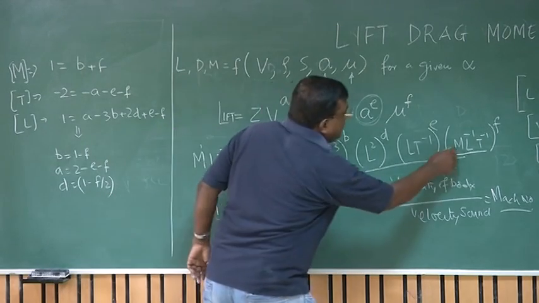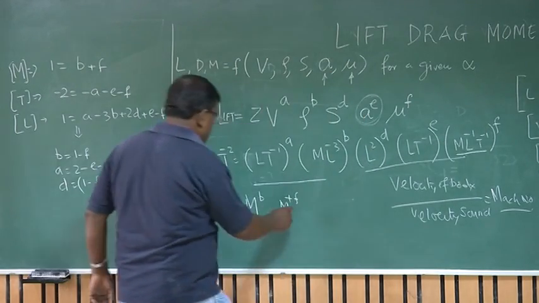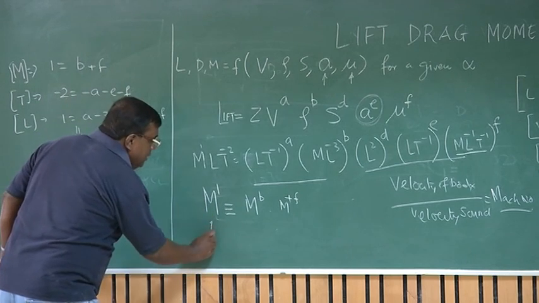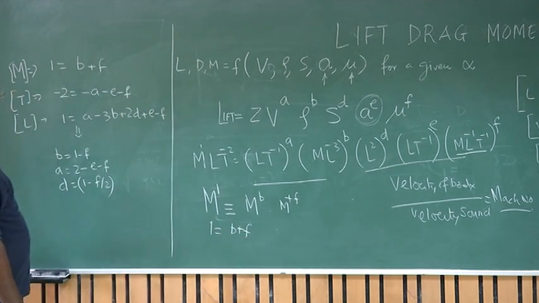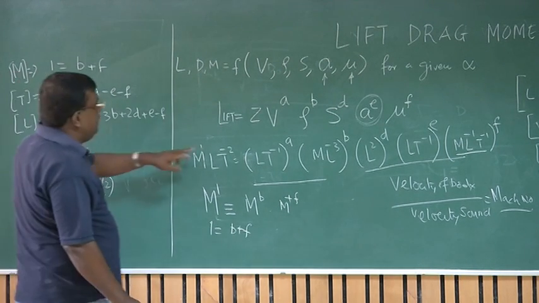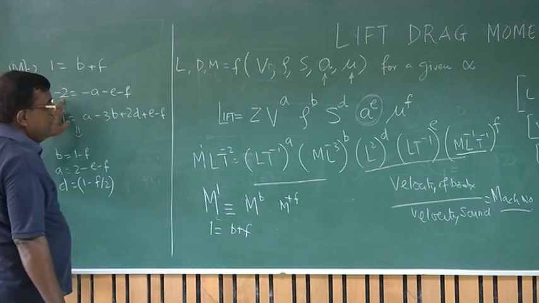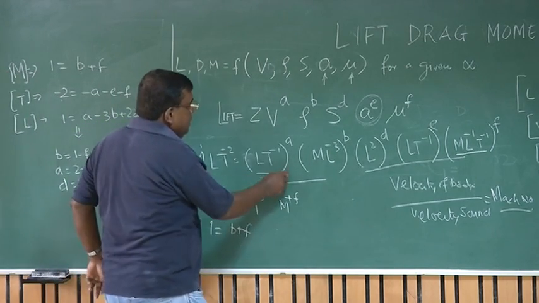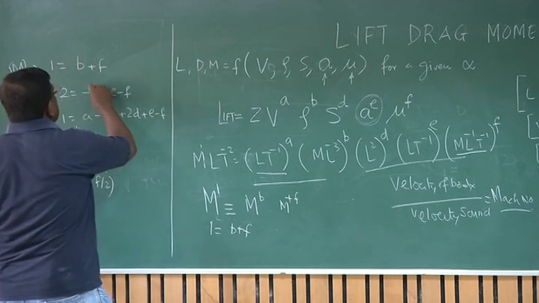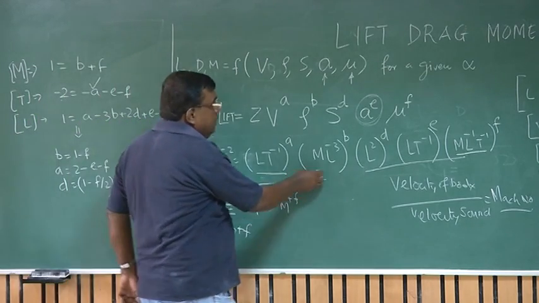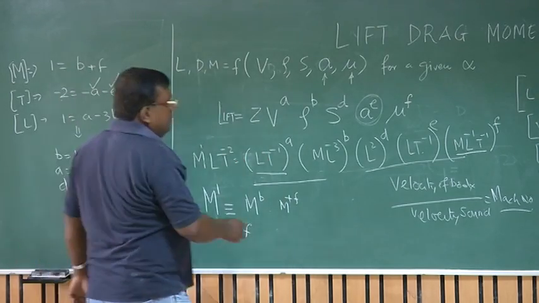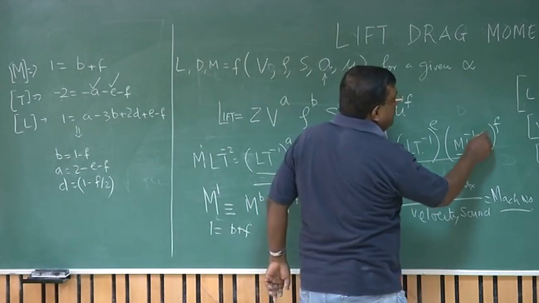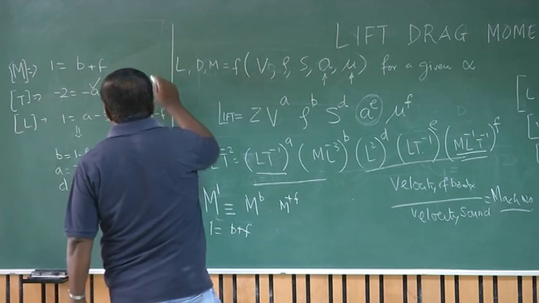Okay, this is m plus f. So I write 1 equal to b plus f. Similarly, I do for t. Again, let us check for t. T here is minus 2, so minus 2 is here. I go here in this minus a, so minus a is here. I further go here, is minus e, minus e is here. Further I go here, I find it is minus f, so minus f is here.